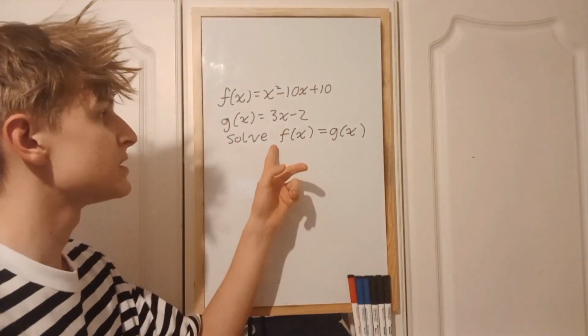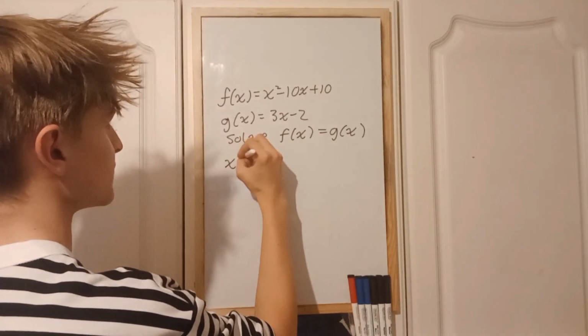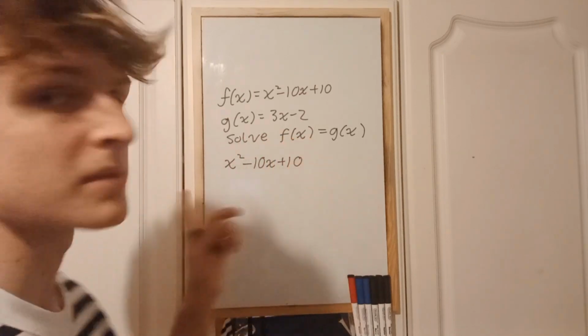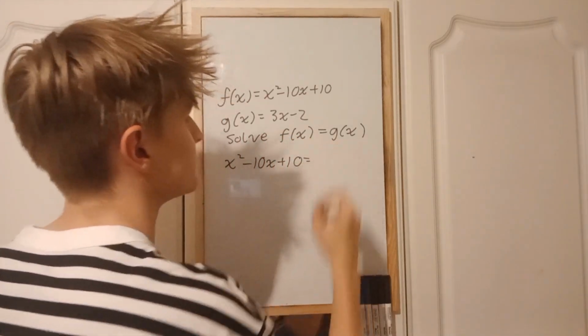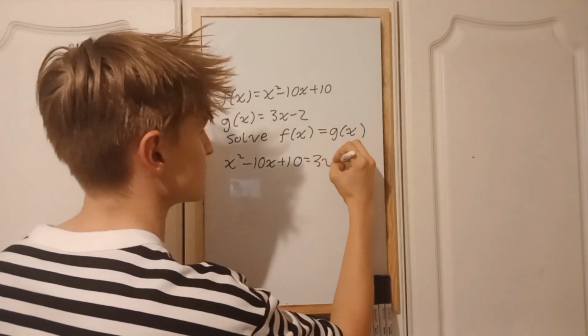So if we can rewrite this, we know that this function acting on the number x is the same thing as taking x squared minus 10x plus 10. So that's the function acting on our number x we're trying to figure out. And then we want that to be equal to when you take 3 times x minus 2.